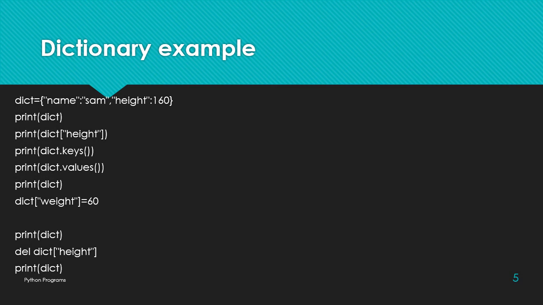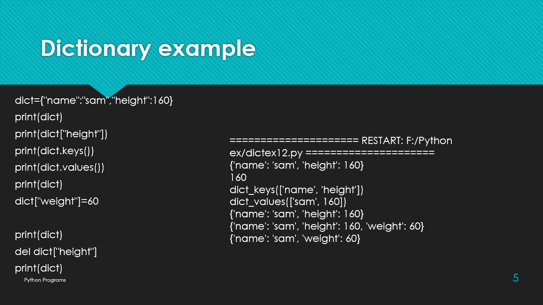Here I have declared a dictionary with key value pairs: name equal to Sam, height equal to 160. I'm just displaying the contents of the dictionary. That is, print dict will print the content of this dictionary.